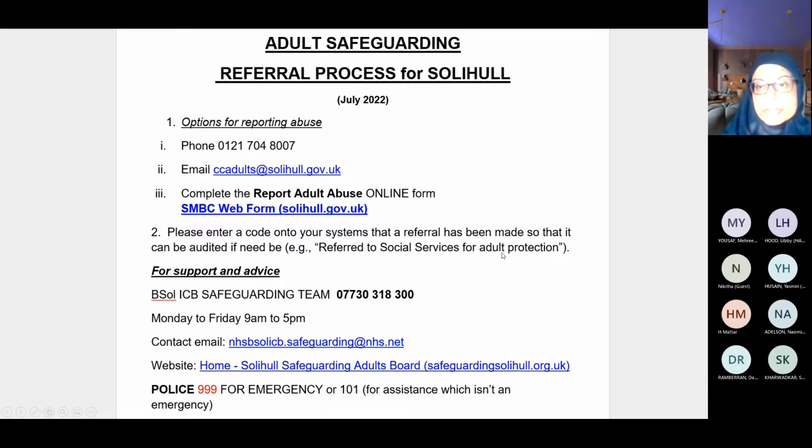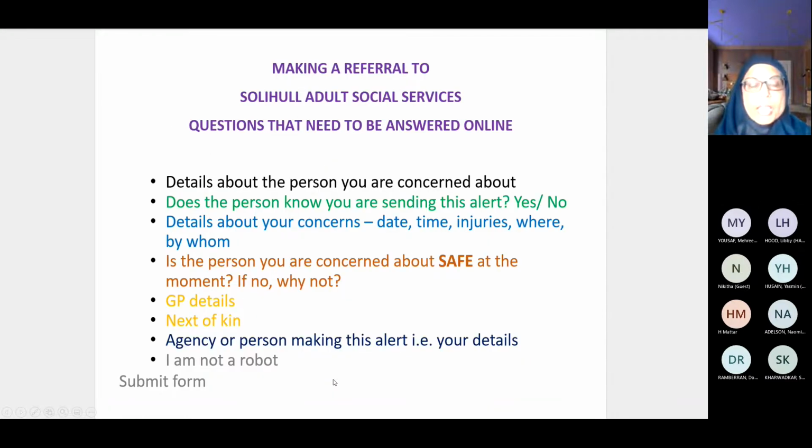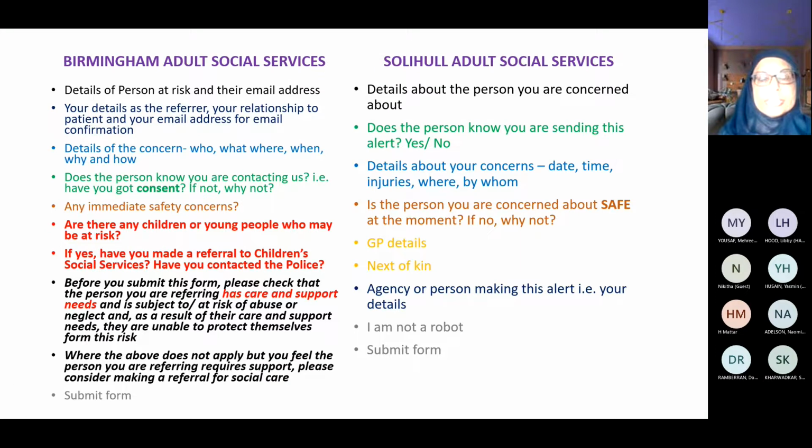Put the code referred to Social Services for Adult Protection, because you may be asked to audit how many referrals you have made in a year, and then you've got your support and advice. And that's the questions. So what I've done is I've done them side by side. You can see colour coded, so it's pretty much the same, except for Birmingham add this extra red bit and the black bit.